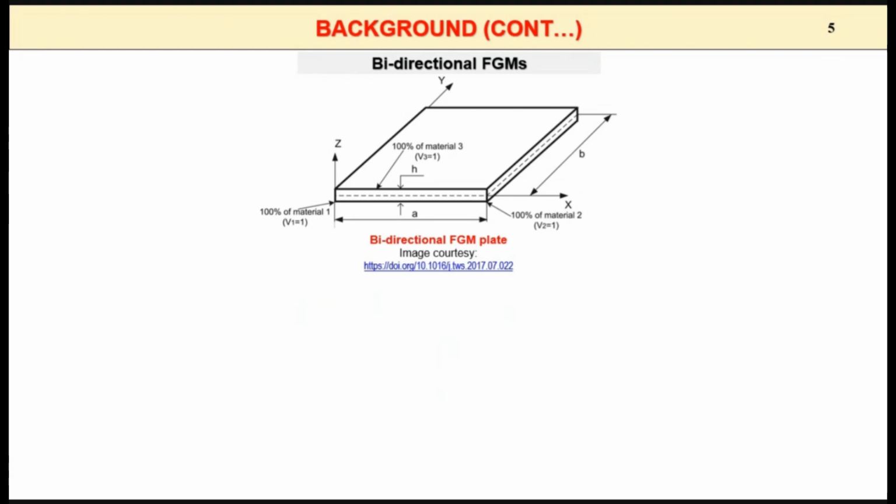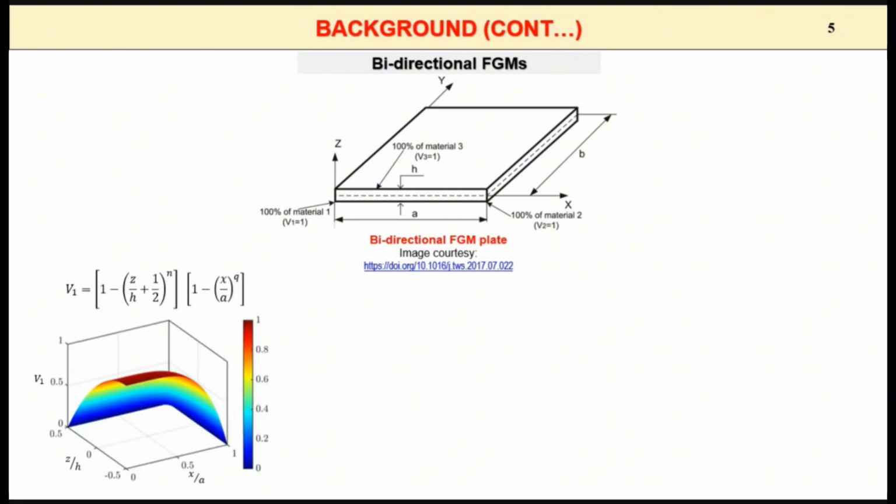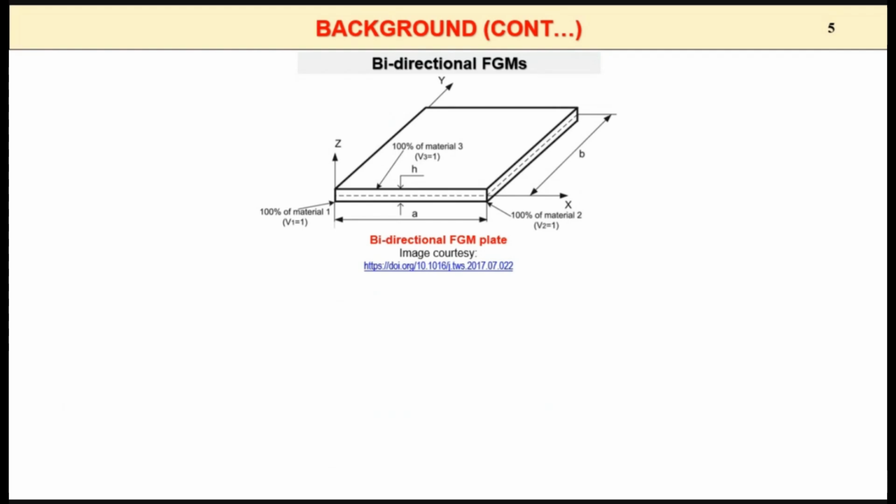So how are we defining this bidirectional? I have taken a simple illustration of a plate. It is a three-dimensional body, and we have three materials. Here, this is 100% material 1, and material 2, and material 3. So material properties are varying in the x direction from material 1 to material 2, and varying from material 1 to material 3 in the thickness direction. So how are we varying the material properties? Using some function, and that function is the power law function.